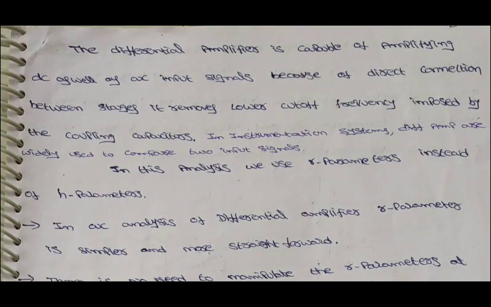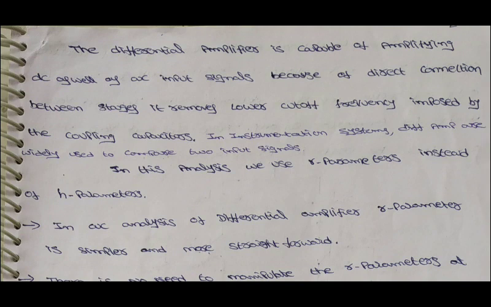Next, the differential amplifier is capable of amplifying DC as well as AC input signals because of the direct connection between stages. It removes the lower cutoff frequency imposed by the coupling capacitors. So by using this differential amplifier, we have the capability of amplifying either DC or AC signals because of the direct connection between stages. It removes the lower cutoff frequency imposed by the coupling capacitors.